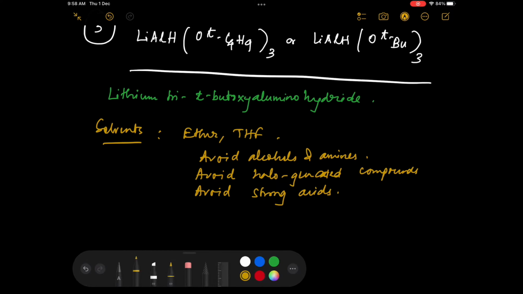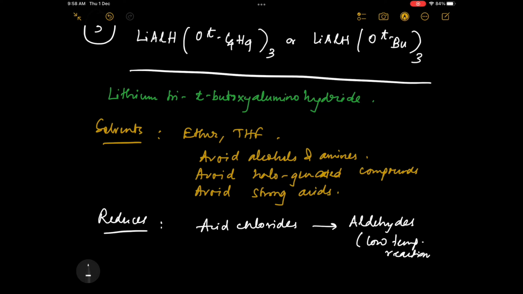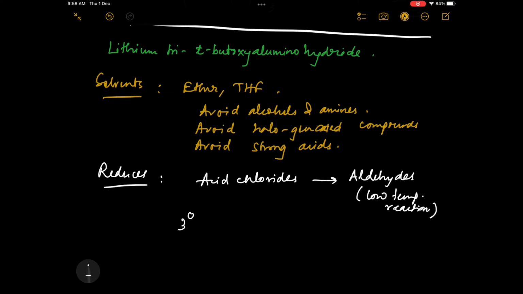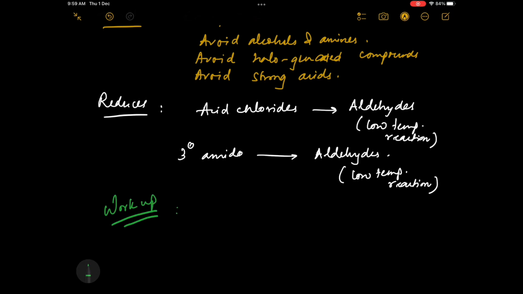So let us see the reductions that can be performed by this type of selective reducing agent. Acid chlorides in this case are reduced to aldehydes. Of course, the reaction should take place at low temperature, similar to lithium aluminum hydride, where the reaction should also be at low temperature. Tertiary amides are also reduced to aldehydes, again as a low temperature reaction.